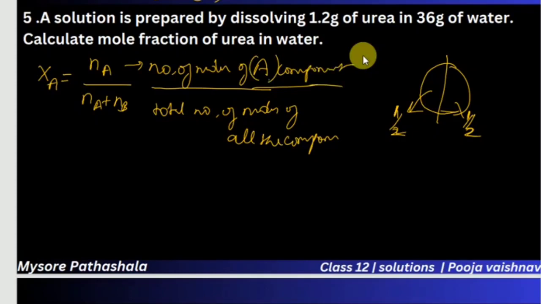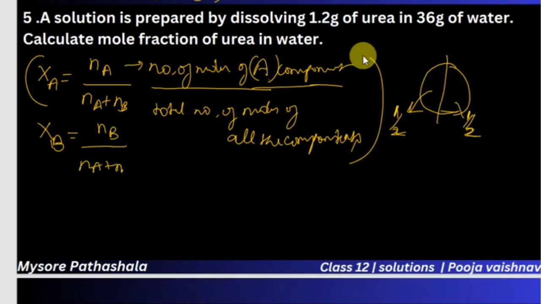Okay, total number of moles of all the components. So this is a formula. So let us see. You got to know what is mole fraction now, right? If I want to find out the mole fraction for any component, then Nb divided by Na plus Nb. So in this case, I have considered a solution is binary.